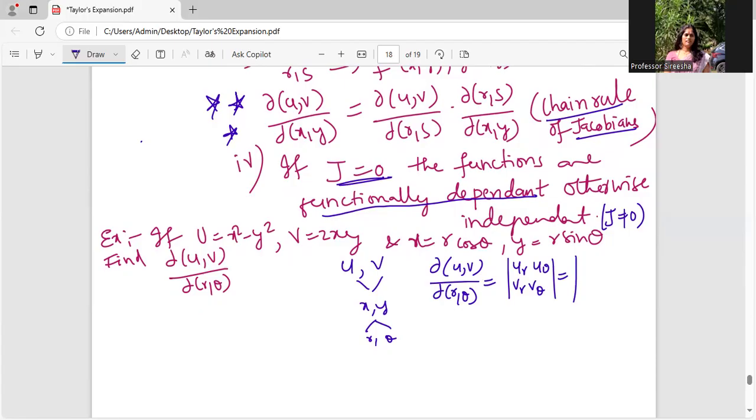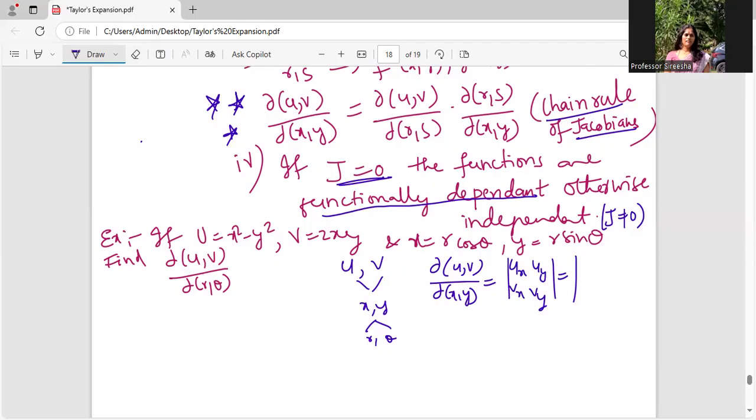No, I'm sorry. I'm supposed to be finding out with respect to r and theta, but then u and v are in terms of x and y. So I'll be doing u and v with respect to x and y only. It is what? u with respect to x, u with respect to y, v with respect to x, and v with respect to y.